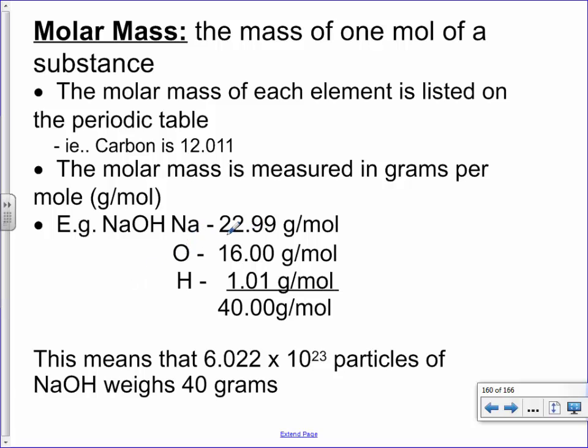So sodium on average weighs 22.99. Can you guys find that number on your periodic table? Yeah. Oxygen on average weighs 16.00. And hydrogen on average weighs 1.01. What I've done is I've added this number plus this number plus this number. And it happened to equal 40 right on the dot. Does that make sense? So here's what that means. If you were to go to the store and you wanted to buy this many particles, 6 kabillion jillion particles, how much would they weigh? They would weigh 40 grams.